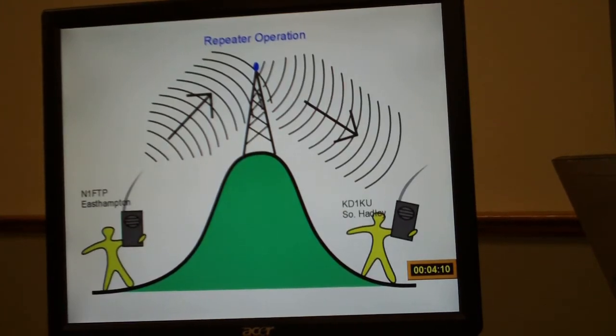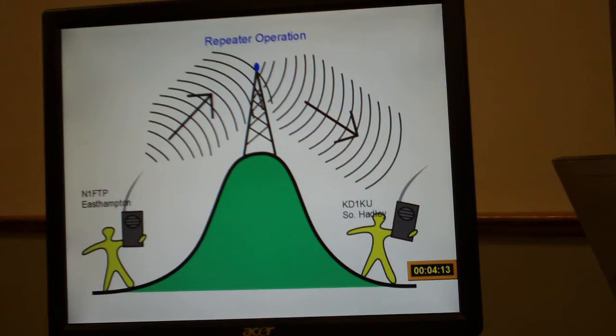Repeater operation is just as it states, it repeats. So I transmit to get over a mountain, for example, my friend KD1KU in South Hadley, and I live in East Hampton. I can't talk to him direct because the mountain's in the way, Mount Tom. We're lucky that there's a repeater on top of Mount Tom. So I transmit on 146.94, and he receives my signal on 146.34. And it goes back and forth via the mountain. The mountain has a repeater on it.